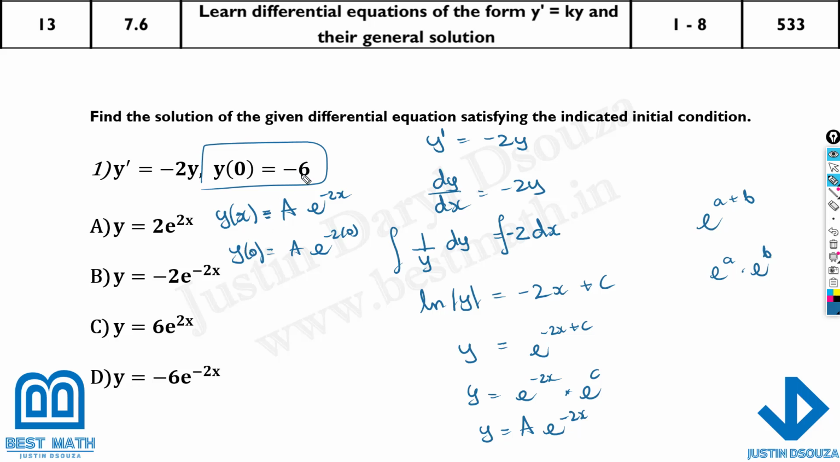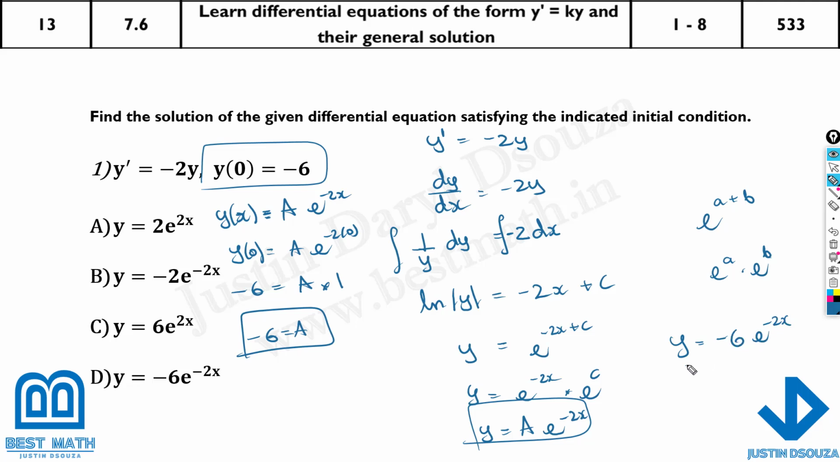What is y of 0? It's minus 6, isn't it? So minus 6 will be equal to a. What is anything raised to the power 0? It's e to the power 0, so it will be multiplied by 1. Therefore, minus 6 is equal to a. That is going to be the a value. Now you can substitute it over here. It's going to be y is equal to minus 6 e to the power minus 2x.